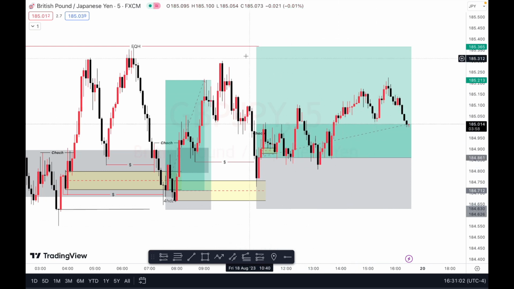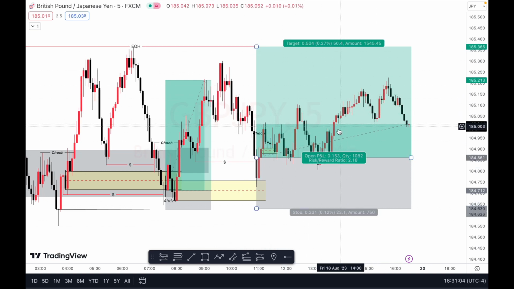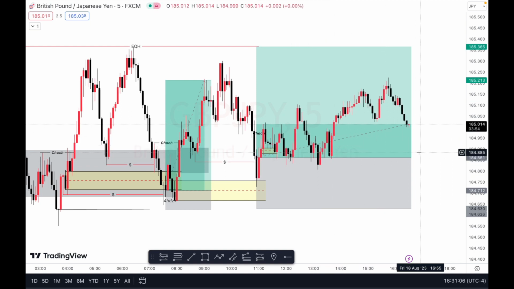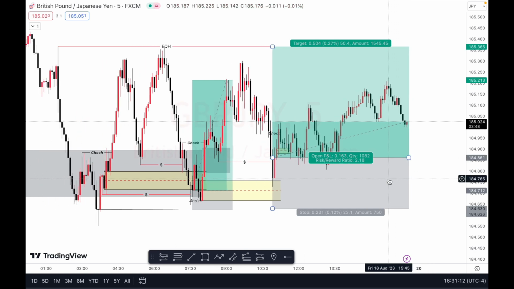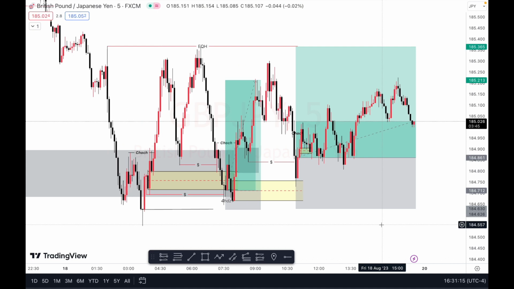And as you see, my target was equal highs, which didn't get taken out. So I just closed the trade out. It was at break even. I didn't take a loss, but price didn't do what I wanted it to do. So I just closed it and I just moved on. So that's my wrap up for Friday, man.